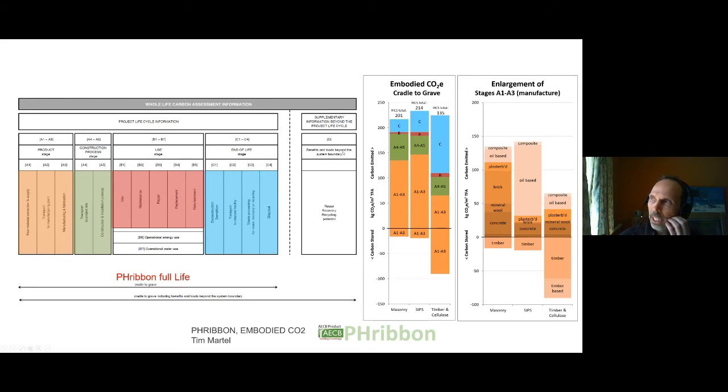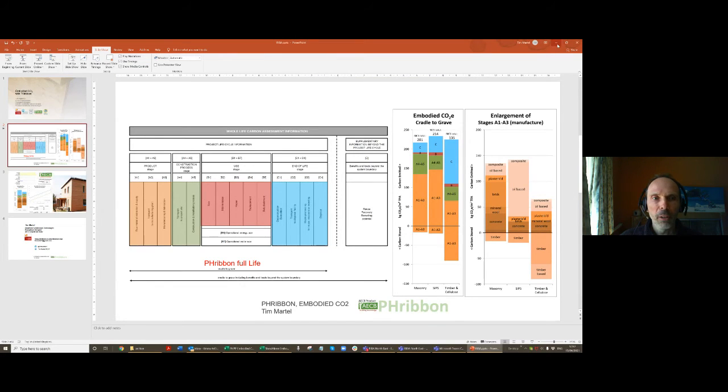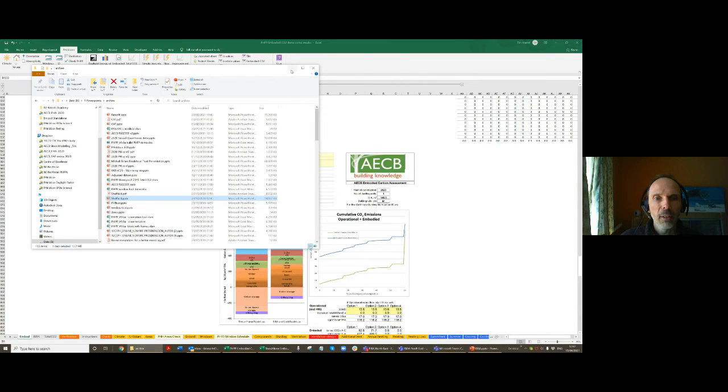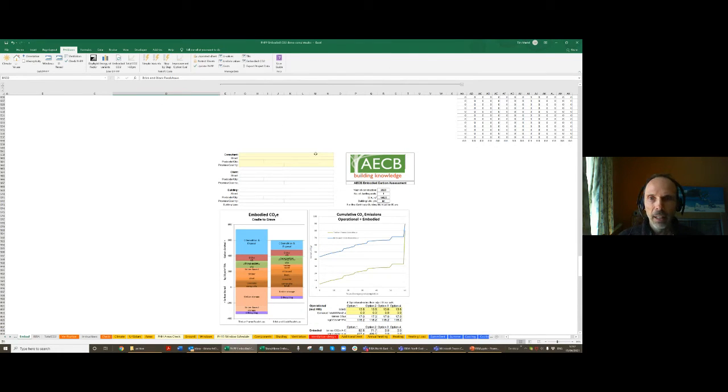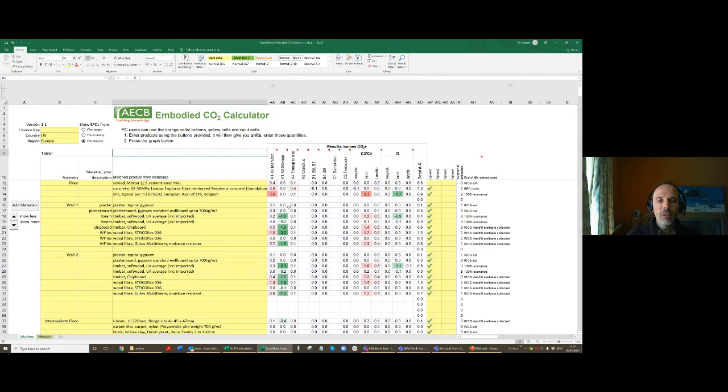I'm going to launch straight into a quick demonstration. There are 2 slightly different versions of it. One version is a standalone version, which is just a separate spreadsheet, and the other version can be used with the Passive House software PHPP.